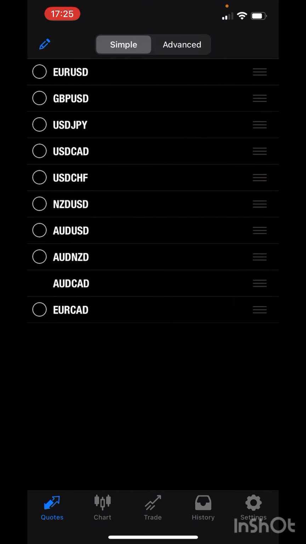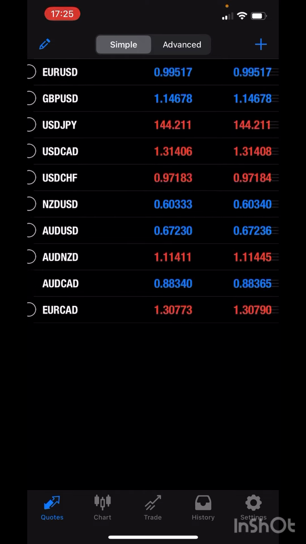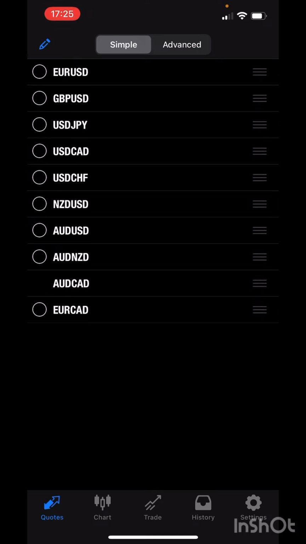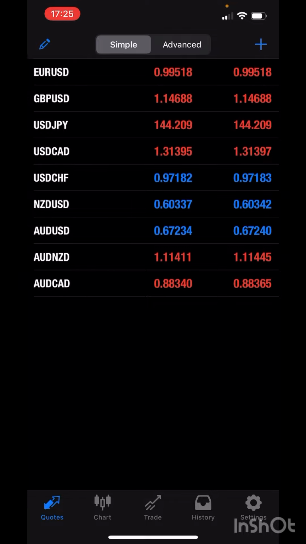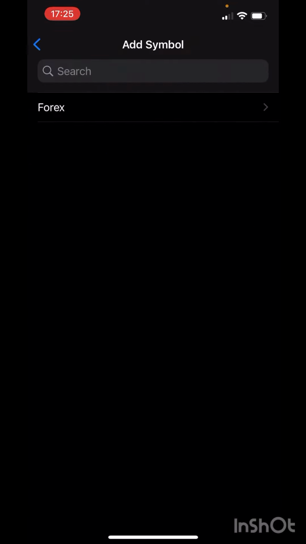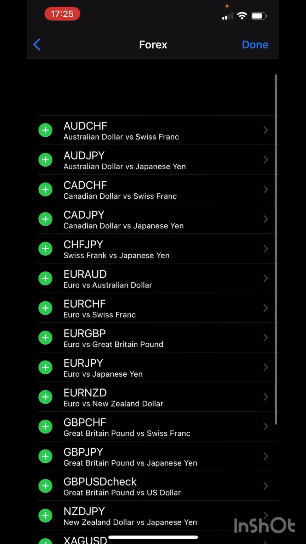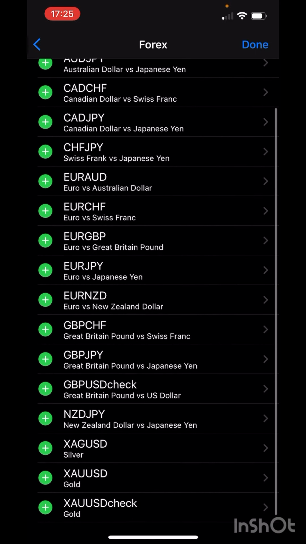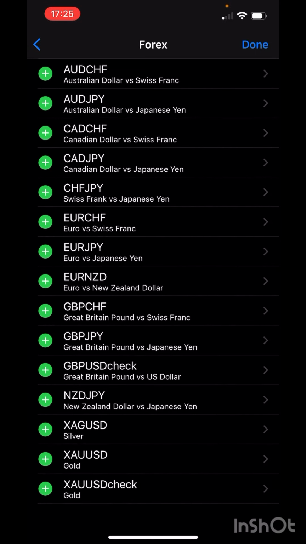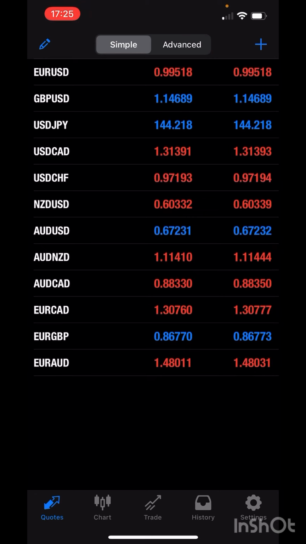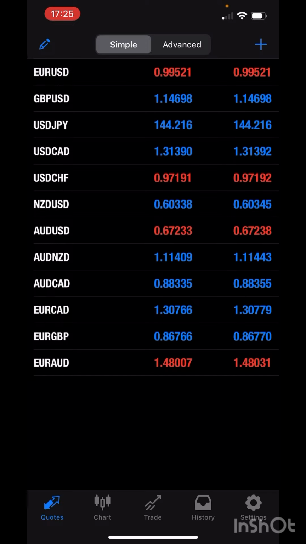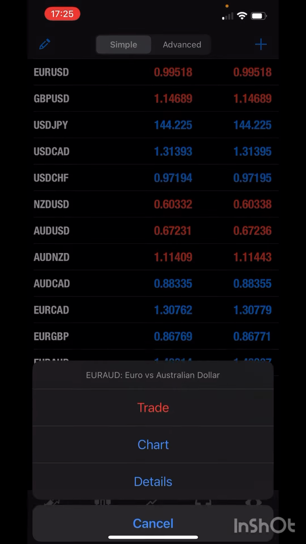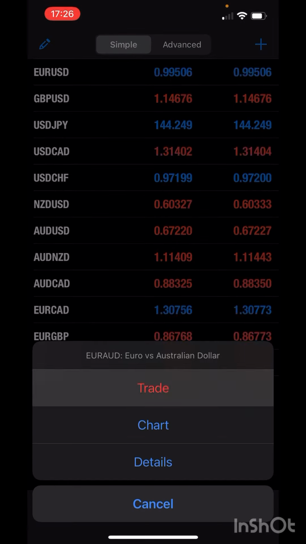If you want to take something off, you literally click the pencil button, top left corner, and then you highlight what you want to take off and then you delete it. If you want to add something, you go to plus and you will see the options of what you can add here. So look, we're going to add Euro GBP and we're going to add Euro AUD. So now, if I want to look at Euro AUD before I put on a trade, I can go on chart. It's going to show me the chart. I can click trade at the top right, or I can go back, hold it down, and I can just click on trade.